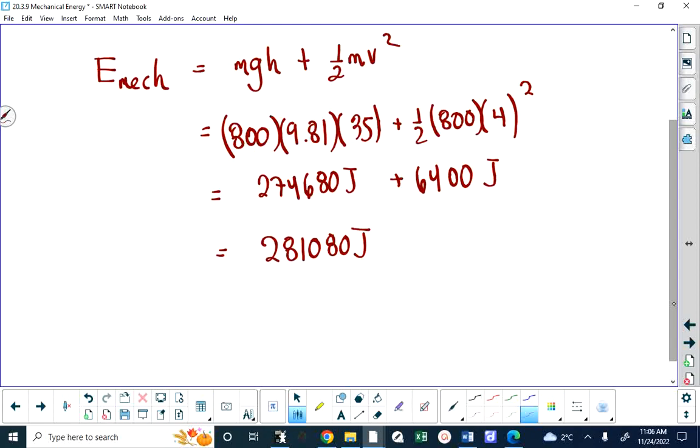Okay. That's the total energy in the system. Most of it is potential. Some of it is kinetic. But that's the answer to A.